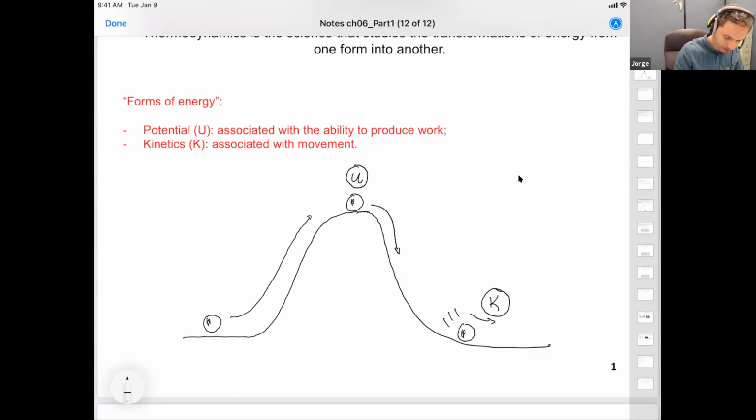And then we can write the total energy for this system that's represented by ET. And total energy is always the sum of the potential energy with the kinetic energy. Okay. And remember, the total energy has always to be conserved.